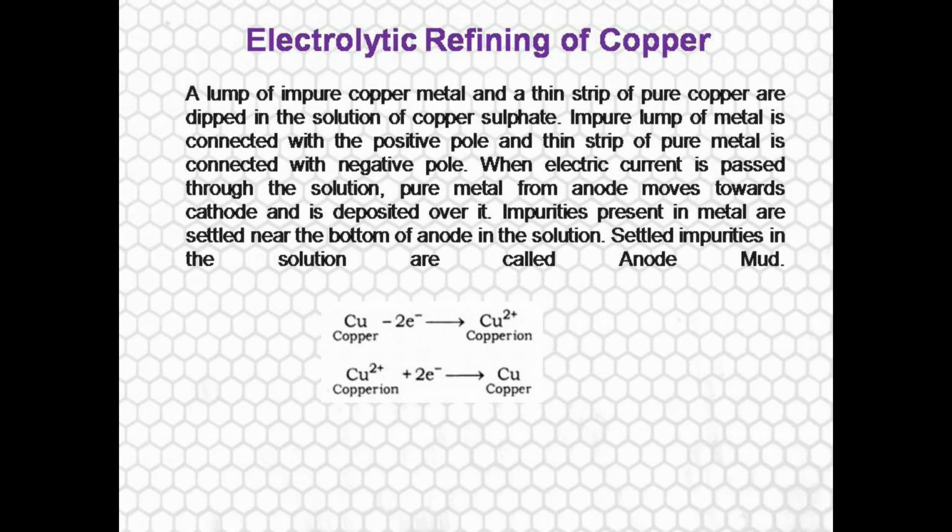Then we have electrorefining of copper. In copper, the lump of impure copper metal and a thin strip of pure copper are dipped in the solution of copper sulfate. The impure metal is connected with the positive pole or positive electrode, and the thin strip of pure metal is connected with the negative. Then the electric current is passed through the solution. Pure metal is deposited over the anode and moves towards the cathode and is deposited over it. Impurities present in the metal settle at the bottom of the solution. Settled impurities in the solution are called anode mud.